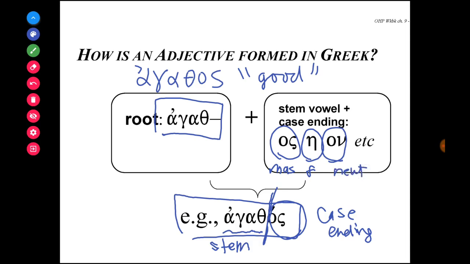And that makes sense because an adjective is going to have to modify a noun, and we don't know what noun it's modifying. Therefore, we don't know exactly if it's going to modify a masculine noun, like the good man, or a feminine noun, like the good woman. And so it has to be able to have the same case endings as of a noun or pronoun in any gender, depending on what it modifies.